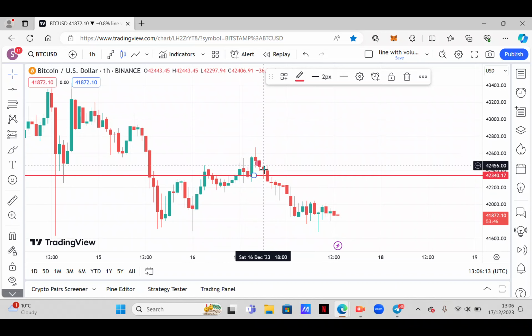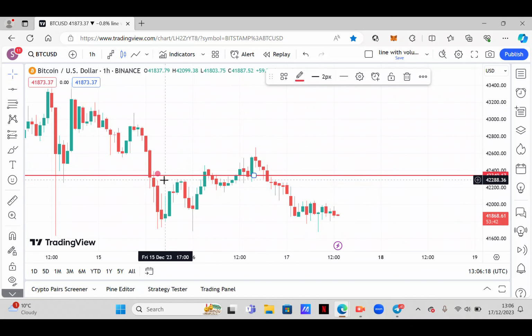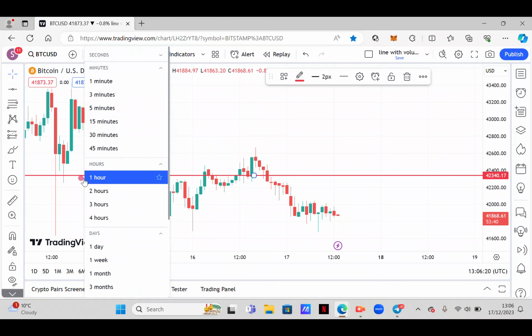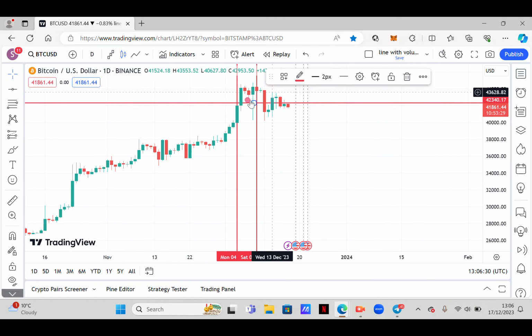Here you can see there is a range that was broken down. Here there's a new range and so on. So it might become a bit difficult to understand. If you can't understand where the price is going on 4 hour or 1 hour, you can move higher. You can move on a daily.